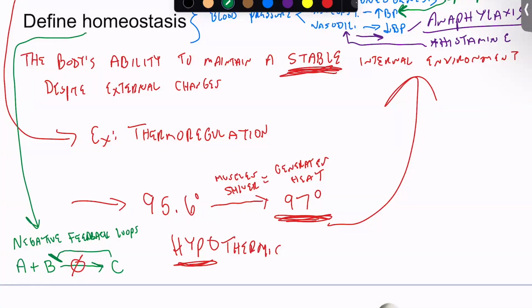So we have to have a way to kind of push the brakes. And so a negative feedback loop is essentially pushing the brakes on a reaction, because if it blocks B from being formed, then you won't be able to create C. So just remember that term, negative feedback loops.